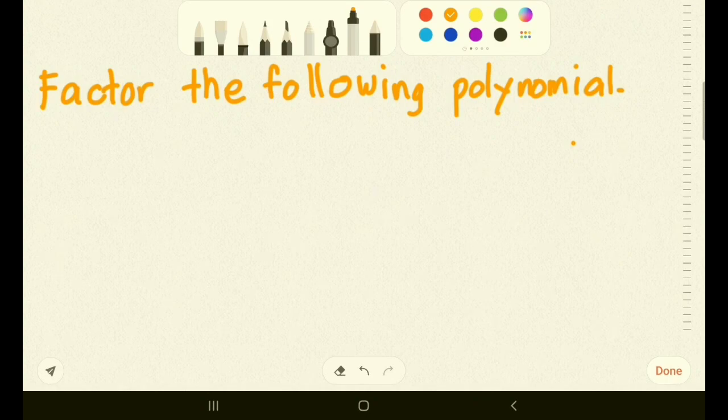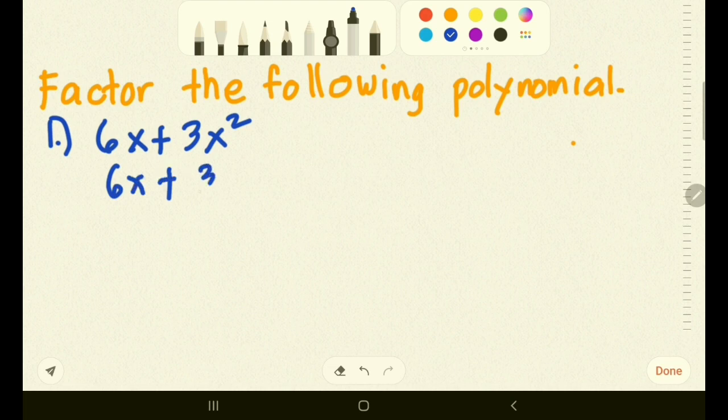Okay, we're done finding the GCF or the GCMF of two monomials. Now let's have polynomials. So you're going to find their GCMF. Let's have here number 1: 6x plus 3x squared. As you notice, there are two terms here. This is a binomial. So you look for their GCMF. Let's start with the numbers 6 and 3. Their GCF is 3. For x and x squared, their GCMF is also x.